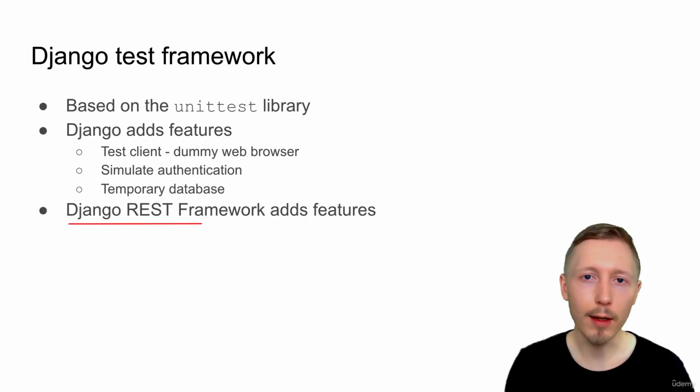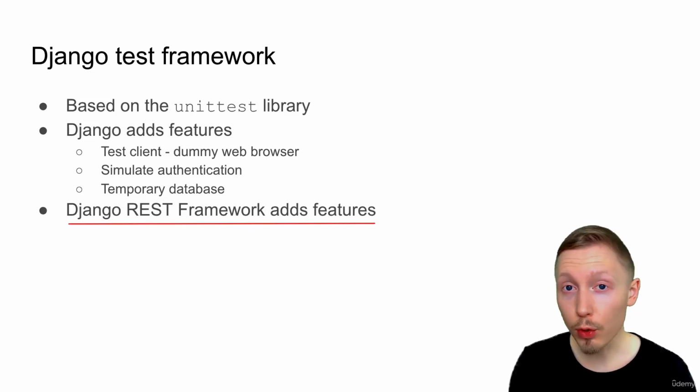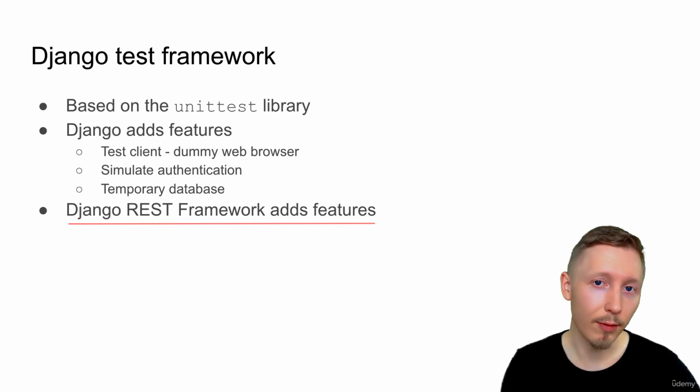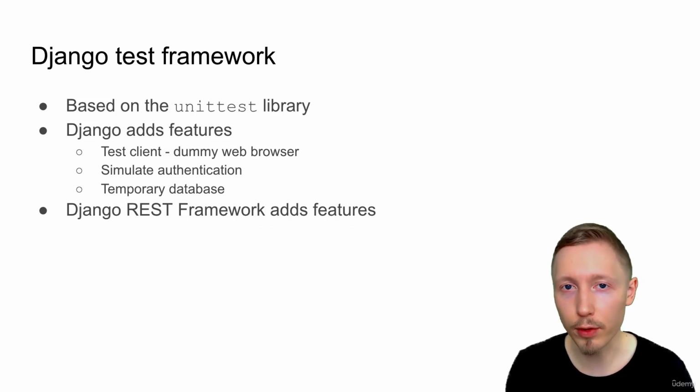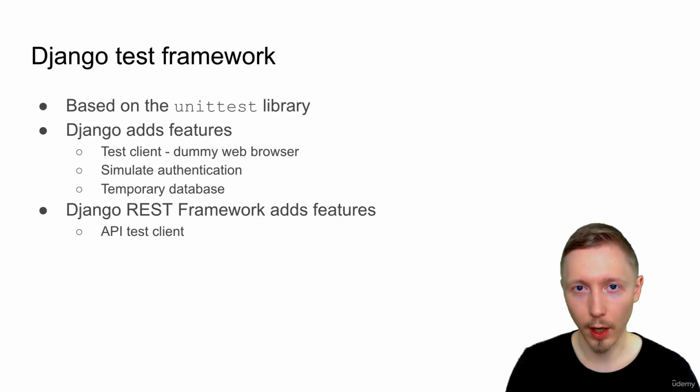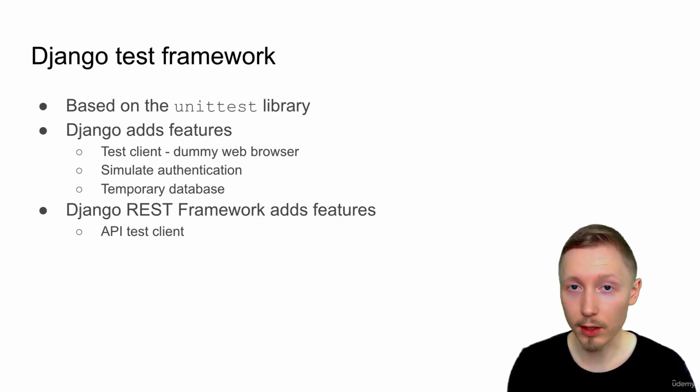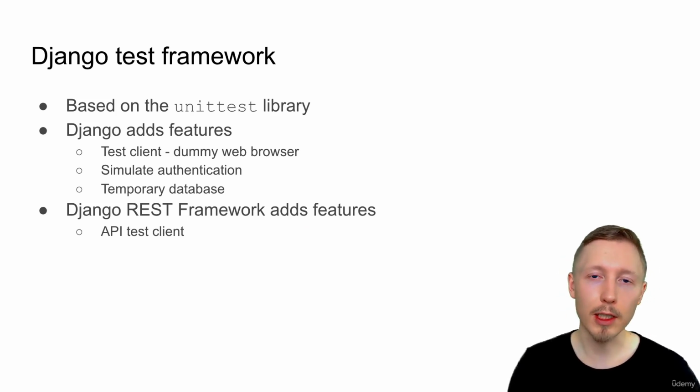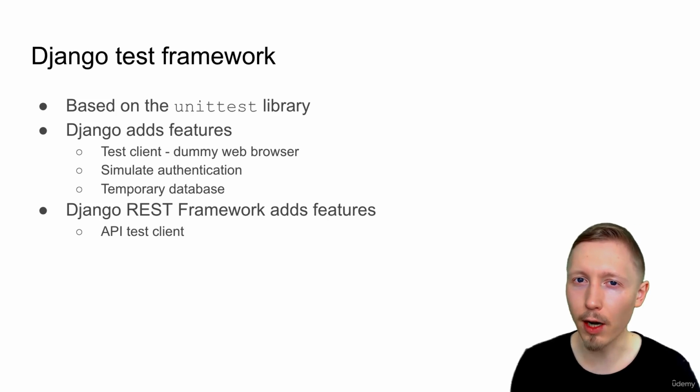On top of Django, we have the Django REST framework, which also adds some additional testing features, specifically useful for testing REST APIs. The main one that we'll be using is the API test client, which is just like the test client that Django provides, except it's specifically used for testing API requests.